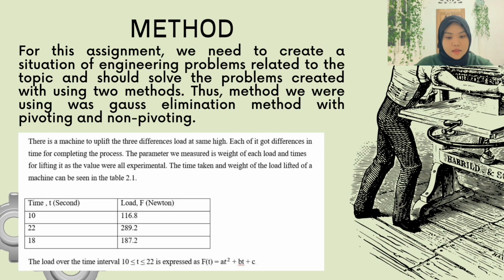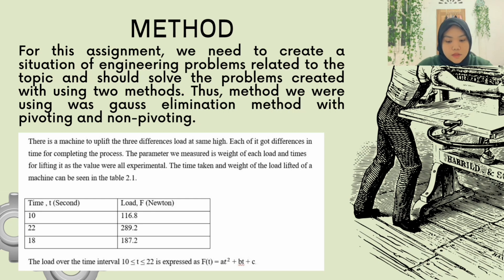For the method, in this assignment we need to create a situation of engineering problems related to the topic and solve the problems created using two methods. Our methods are the Gauss elimination method with pivoting and non-pivoting. So for the question, there is a machine that lifts three different loads at the same height. Each of them has a different time for completing the process. The parameters we measure are the weight of each load and the time for lifting, and the values are all experimental. The time taken and weight of the load lifted by the machine can be seen in Table 2.1.